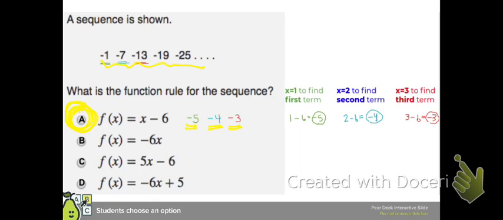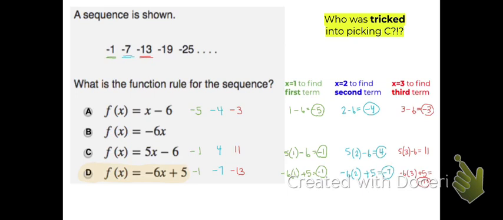So take a moment and test out the other choices and see if you can figure out which of these functions gives us this sequence up here. So if you pause it, then press play when you have your answer. The answer is D. Now, some of you probably picked C.